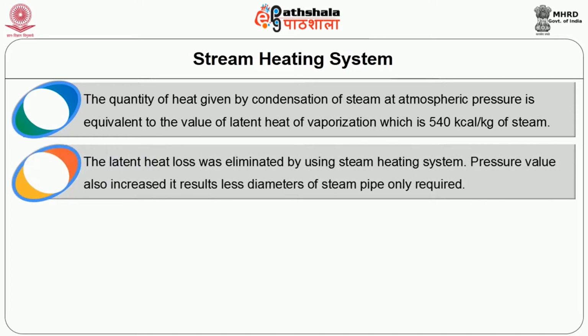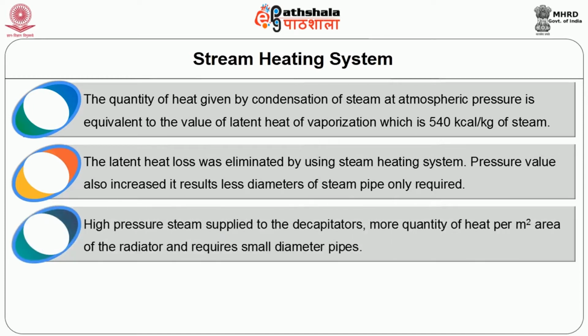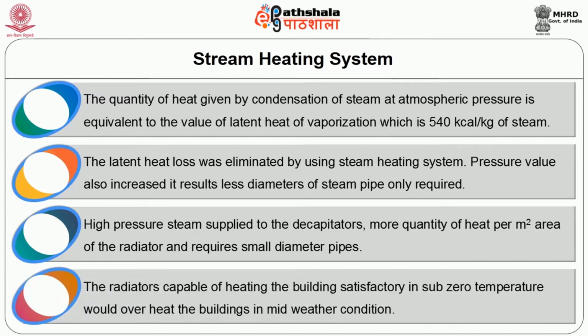The latent heat loss is eliminated by using a steam heating system. Pressure value is also increased, which results in smaller diameters of steam pipe being required. High pressure steam supplies to the radiators more heat per square meter of radiator area and requires small diameter pipes. Radiators capable of heating the building satisfactorily in sub-zero temperature would overheat the building in mid-weather conditions.